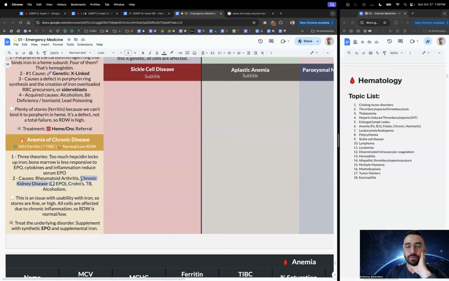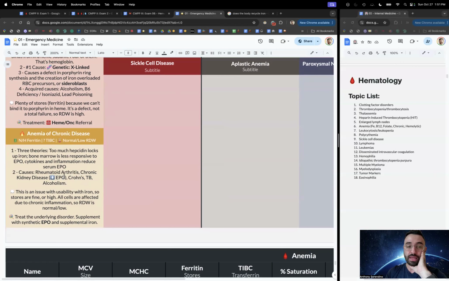CKD, think about why, because erythropoietin, EPO, is made in the kidneys. So if you have CKD, you're not going to be able to upregulate your red blood cells. And then general inflammation is going to use more blood, and you're going to use up those stores, and you're going to become anemic. So normal-to-high ferritin and the normal-to-low RDW, I think, is the important thing here. Again, chronic inflammation does not discriminate. Everybody's going to be affected.